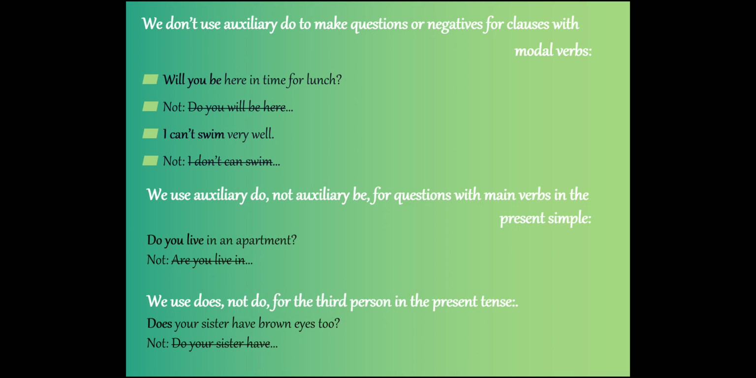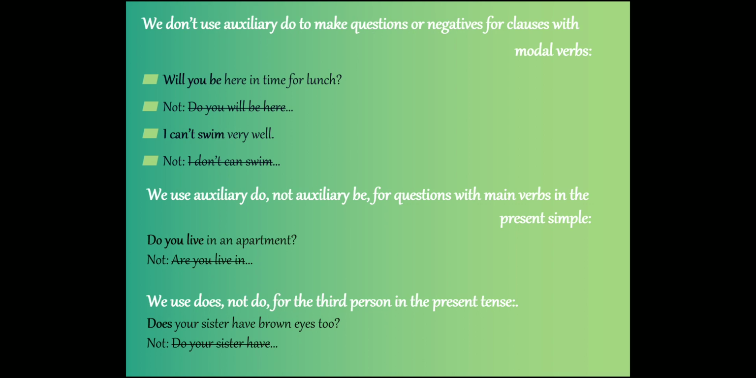I can't swim very well, but again I cannot use I don't can swim. The do form and can modals cannot come together, right? And then the next thing we cannot do is use auxiliary do, not auxiliary be, for questions with main verbs in simple present, right? In simple present we always use do forms, do or does, but again not be forms.